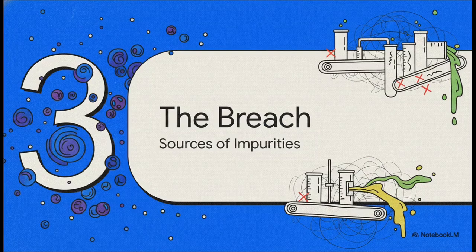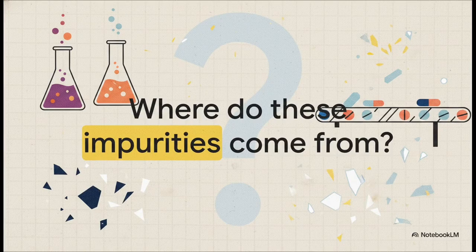All right, let's hit Section 3, the breach, sources of manufacturing impurities. Now, I really want you to think about this for a second. Where do these impurities actually come from? If these modern drug labs are so incredibly clean, how does that metaphorical glass shard get onto the floor in the first place? Let's track the drug's creation journey to find out.